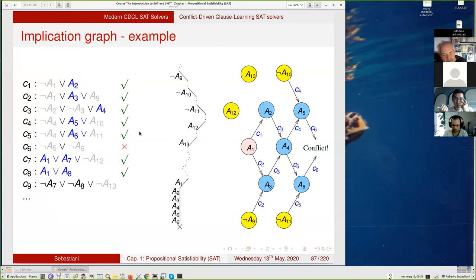Now, A4 was unit propagated on clause C3 after A2 and A3 were assigned. A5 was unit propagated on clause C4 after A10 and A4 were assigned. Finally, A6 was unipropagated on clause C5 after A4 and not A11 were assigned. Not A11 was assigned much earlier, but then this was assigned. And then on C6, we have a conflict.